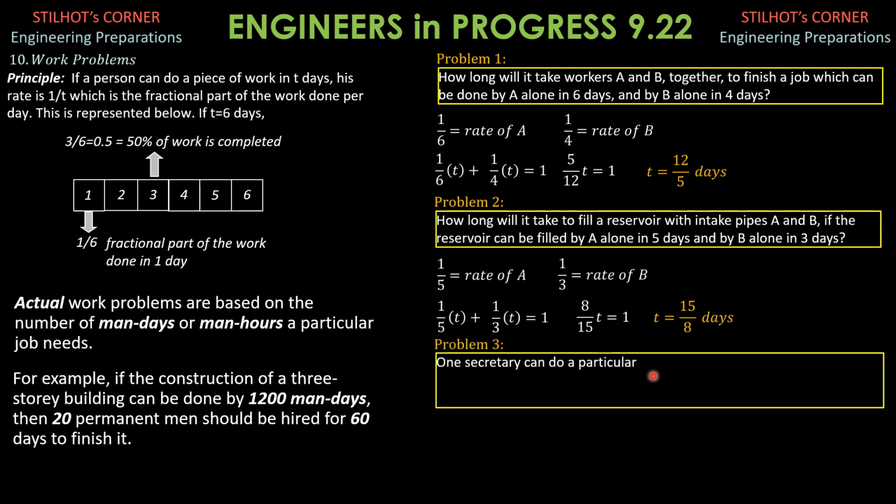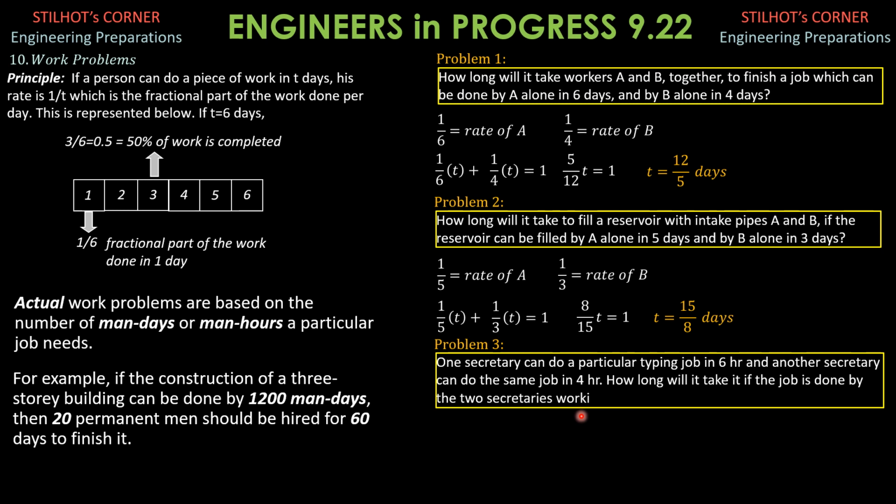Problem 3. One secretary can do a particular typing job in 6 hours and another secretary can do the same job in 4 hours. How long will it take if the job is done by the two secretaries working together? So 1 over 6, the rate of the first secretary, times t plus 1 over 4, rate of the second secretary times time, equals one complete job again.